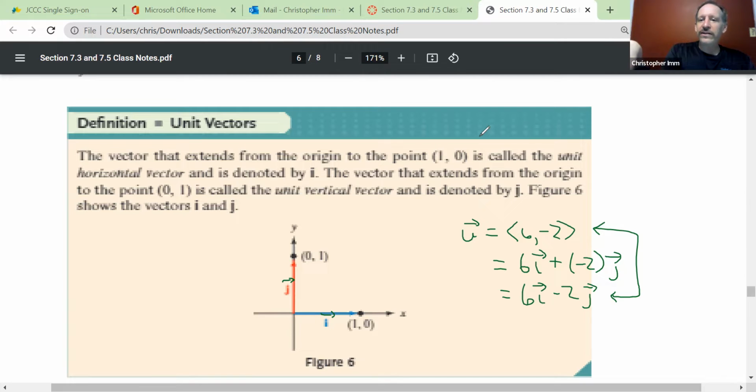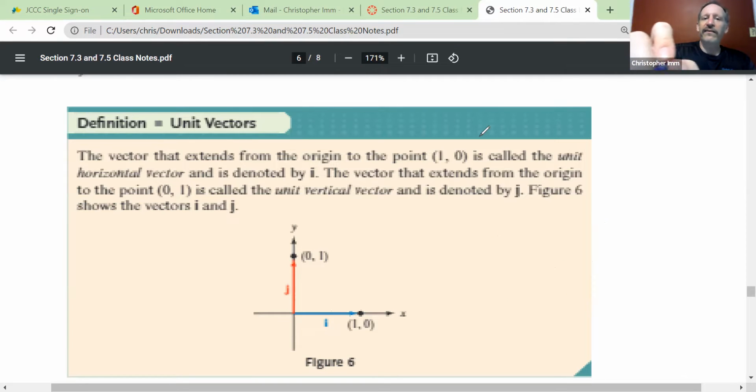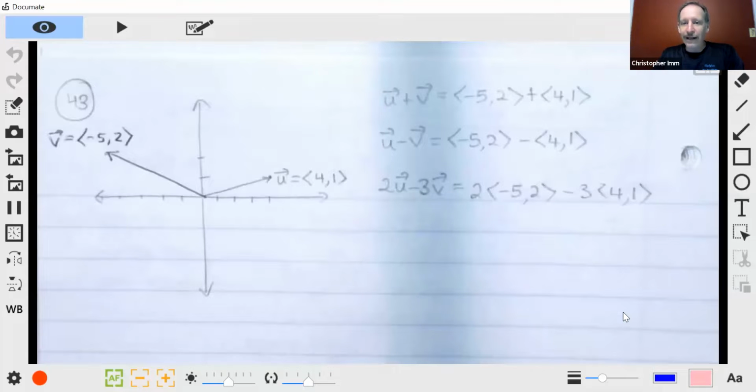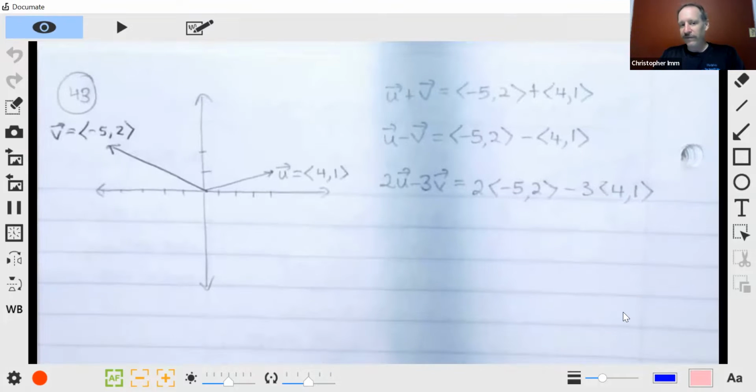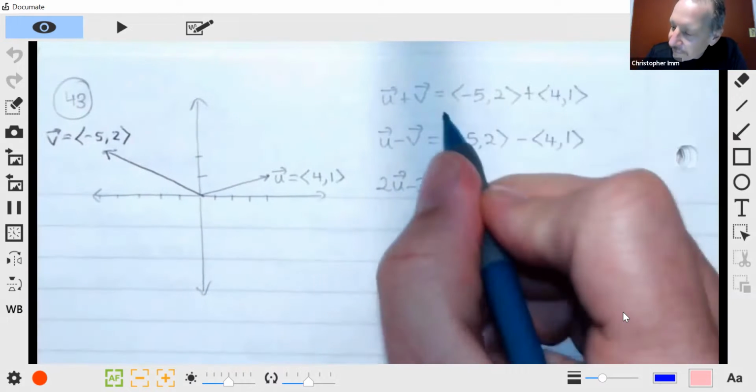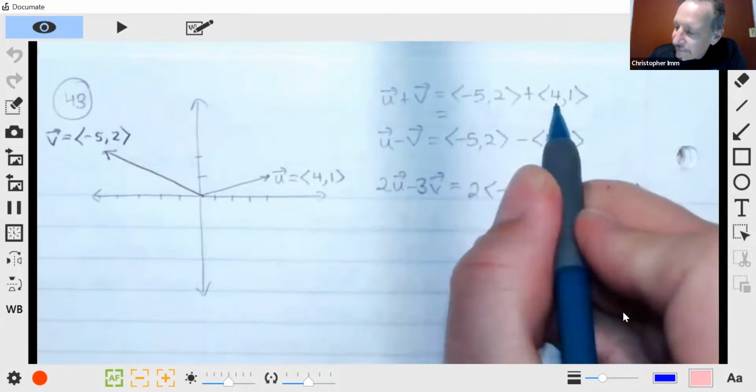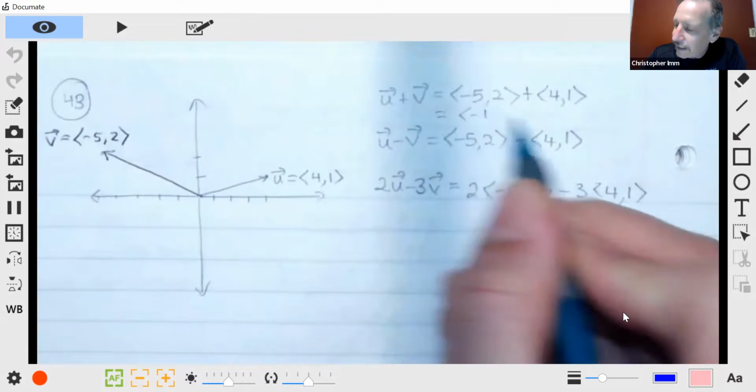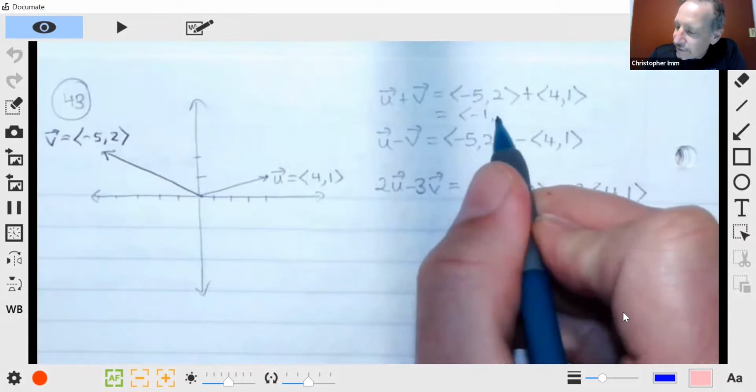So I'm going to share my screen, my .cam, and I'm going to be looking at adding these vectors together, subtracting, and then taking multiples of these. I just have 2 vectors here. So u plus v, if I have -5, 2 plus 4, 1, I just add those components. So I have a -5 plus 4, that's -1. And I have a 2 plus 1, that's 3.